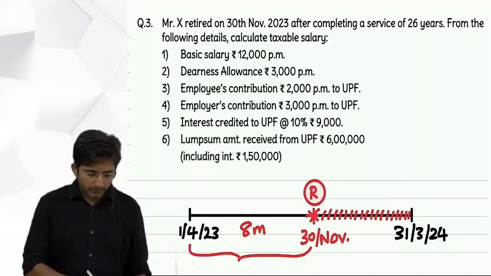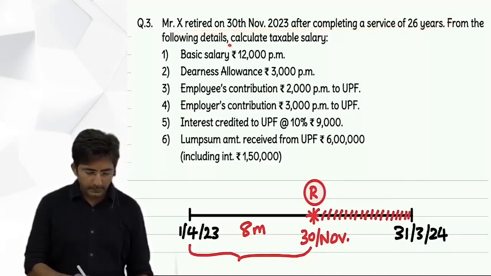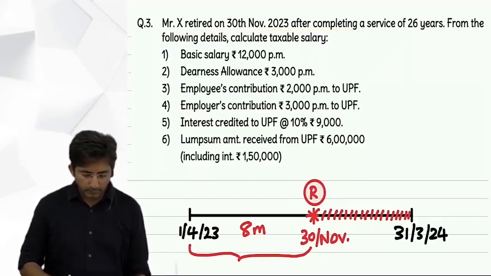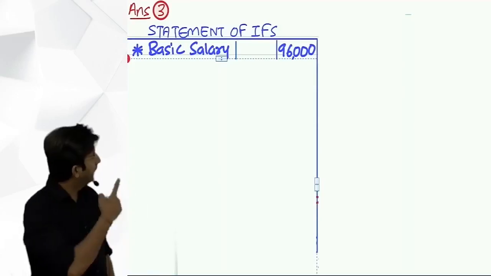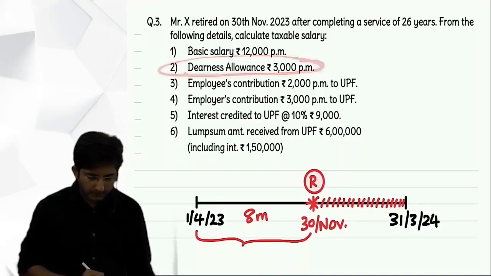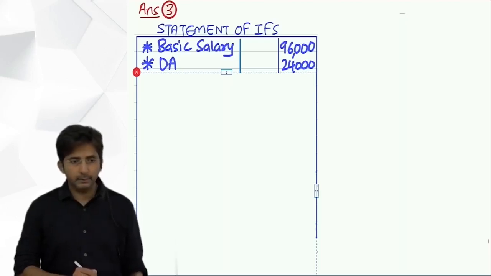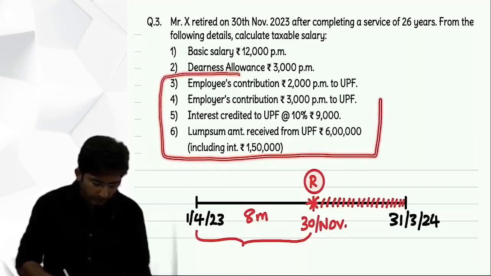Okay, read the first line properly. Mr. X retired on 30th November 23 after completing a service of 26 years. Okay. From the following details, calculate taxable salary. So start one by one. First is basic salary, 12,000 into 8. So that comes to 96,000. Okay. 96,000 basic salary. Next point is dearness allowance, 3,000 per month. Even this we will multiply by 8 months. So 3,000 into 8, 24,000. I am not showing the multiplication in the bracket, but you show. Tell me the effect of all these 4 points together.